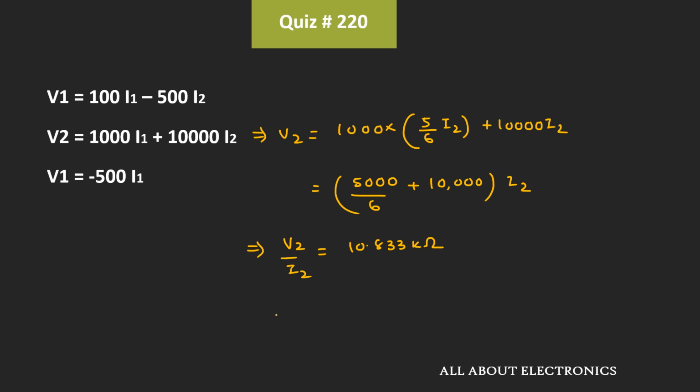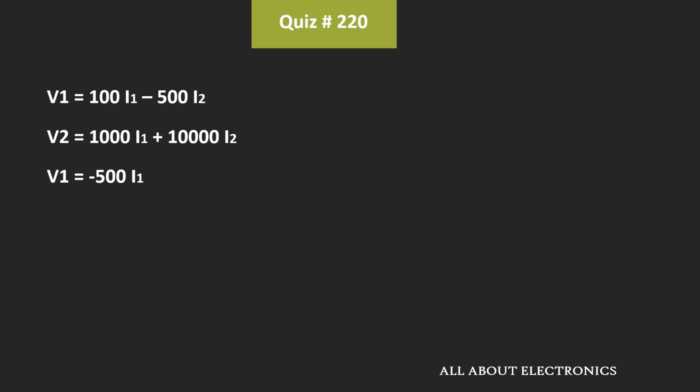So in other words, we can say that for the given circuit, the Thevenin's equivalent resistance is equal to 10.83 kilo ohm. That means for the maximum power transfer, the value of RL should be equal to RTH, or in other words, it should be equal to 10.83 kilo ohm.